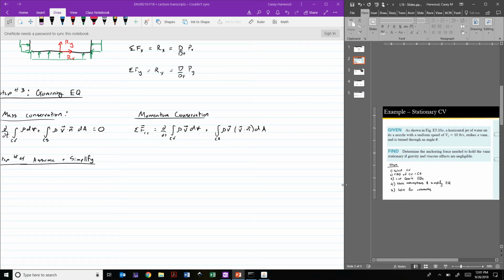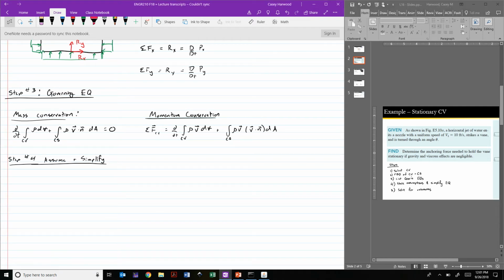There we go. Okay, so in the problem statement we've got that water exits a nozzle with uniform speed. In other words, the velocity coming out of the nozzle is constant across the diameter of the jet, so there's no spatial variation in the velocity. V is uniform, so write that down as an assumption. It doesn't say anywhere here that the flow is unsteady, so we're going to propose that this flow is steady.